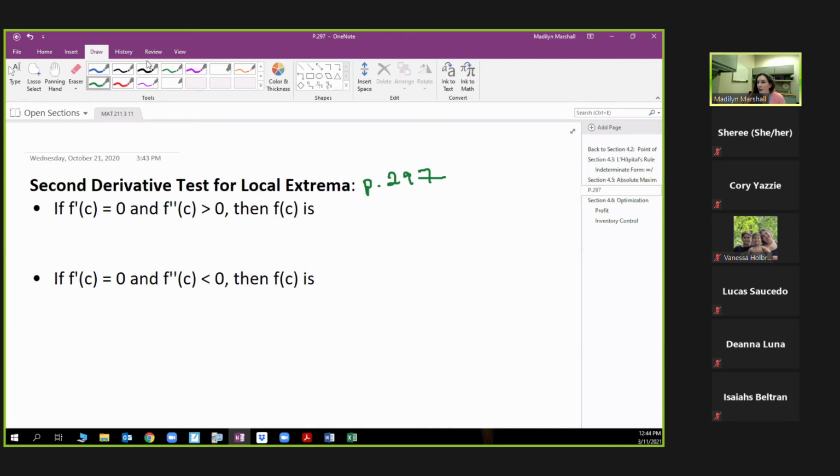So the second derivative test for local extrema tells us if f prime of c equals 0, that means that c is a critical number. We know critical numbers, or any place where the first derivative is 0, is a critical number as long as it's in the domain.